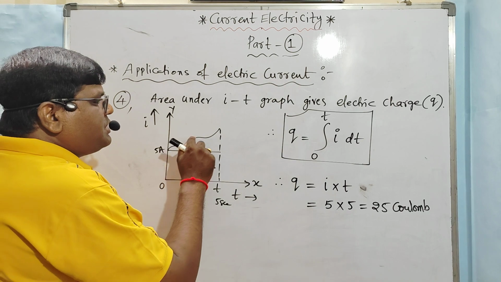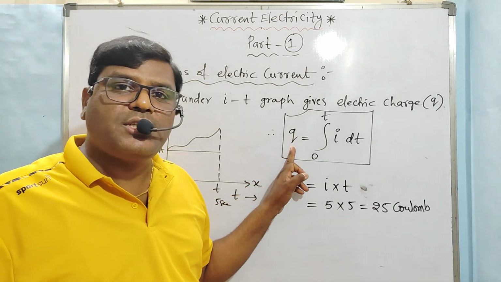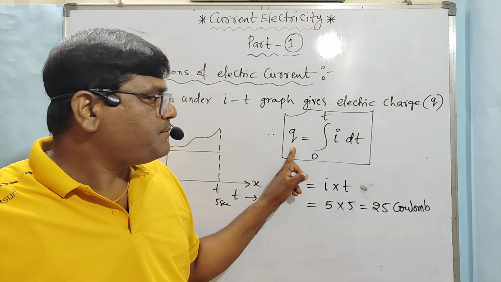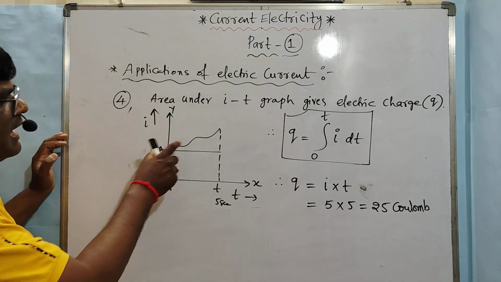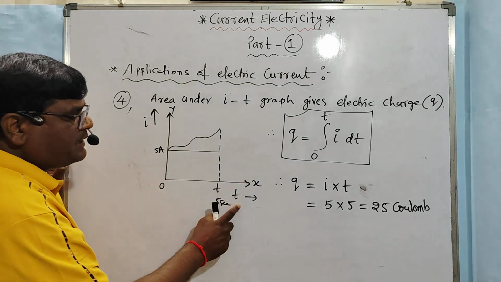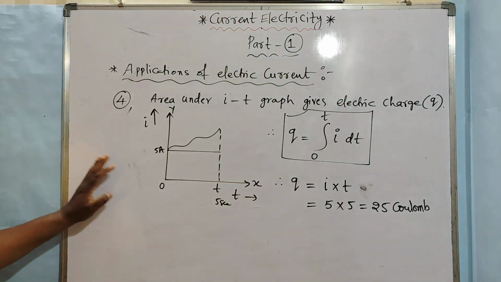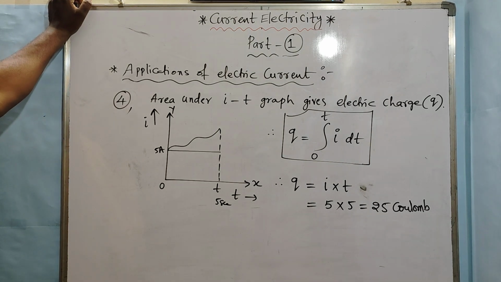If the current is changing continuously with respect to the time, then we can use this formula to find the charge. So finally, the area under the curve of the I-T graph gives what? Electric charge. This is one of the applications of electric current.